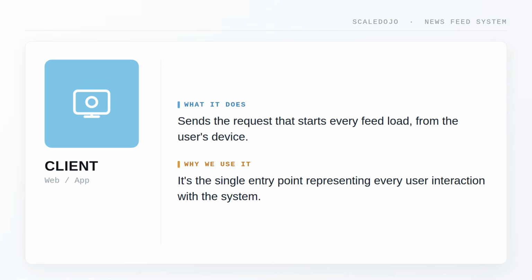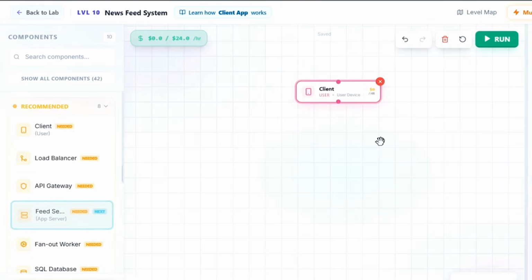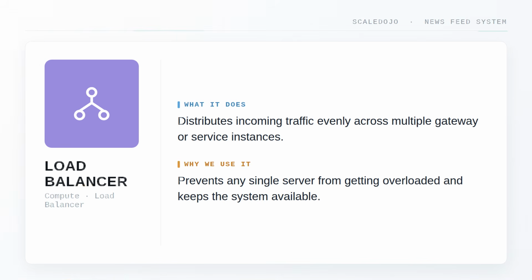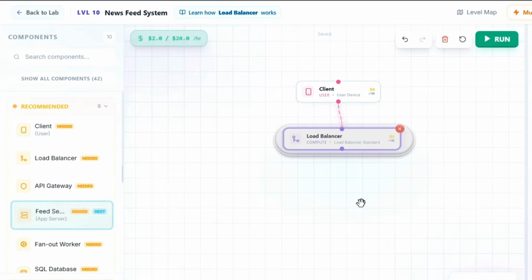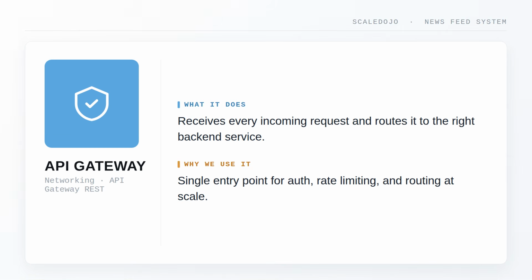Whenever a user opens the application or refreshes the homepage, the client sends a request asking for the latest newsfeed. Now, instead of directly contacting the backend services, the request first reaches the load balancer. So the next component in line is the load balancer. The load balancer distributes the incoming requests across the multiple backend services that we have.